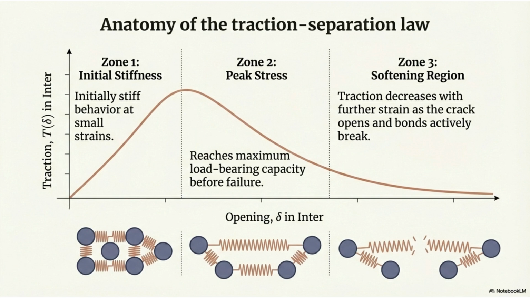The traction separation law has 3 zones. Zone 1 is initial stiffness at small strains. Zone 2 is peak stress, reaching maximum load-bearing capacity. Zone 3 is the softening region where traction decreases as the crack opens and bonds break.